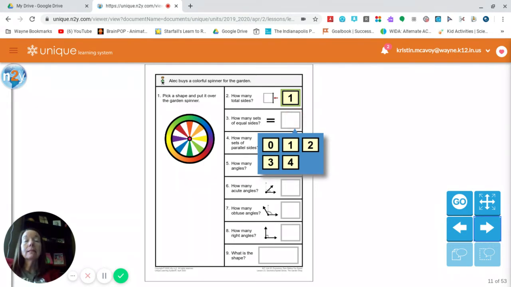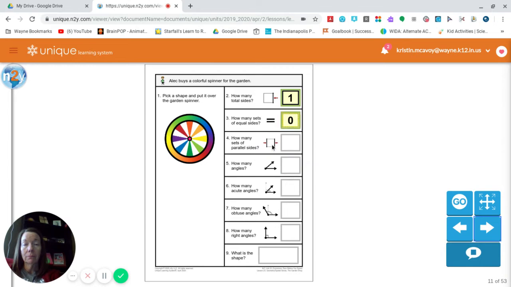It says, how many sets of equal sides? Well, to be a set, there has to be more than 1. Okay? A set indicates that there's at least 2. A set is 2. So it has to be no sets because there's only 1 side. So the answer is 0.